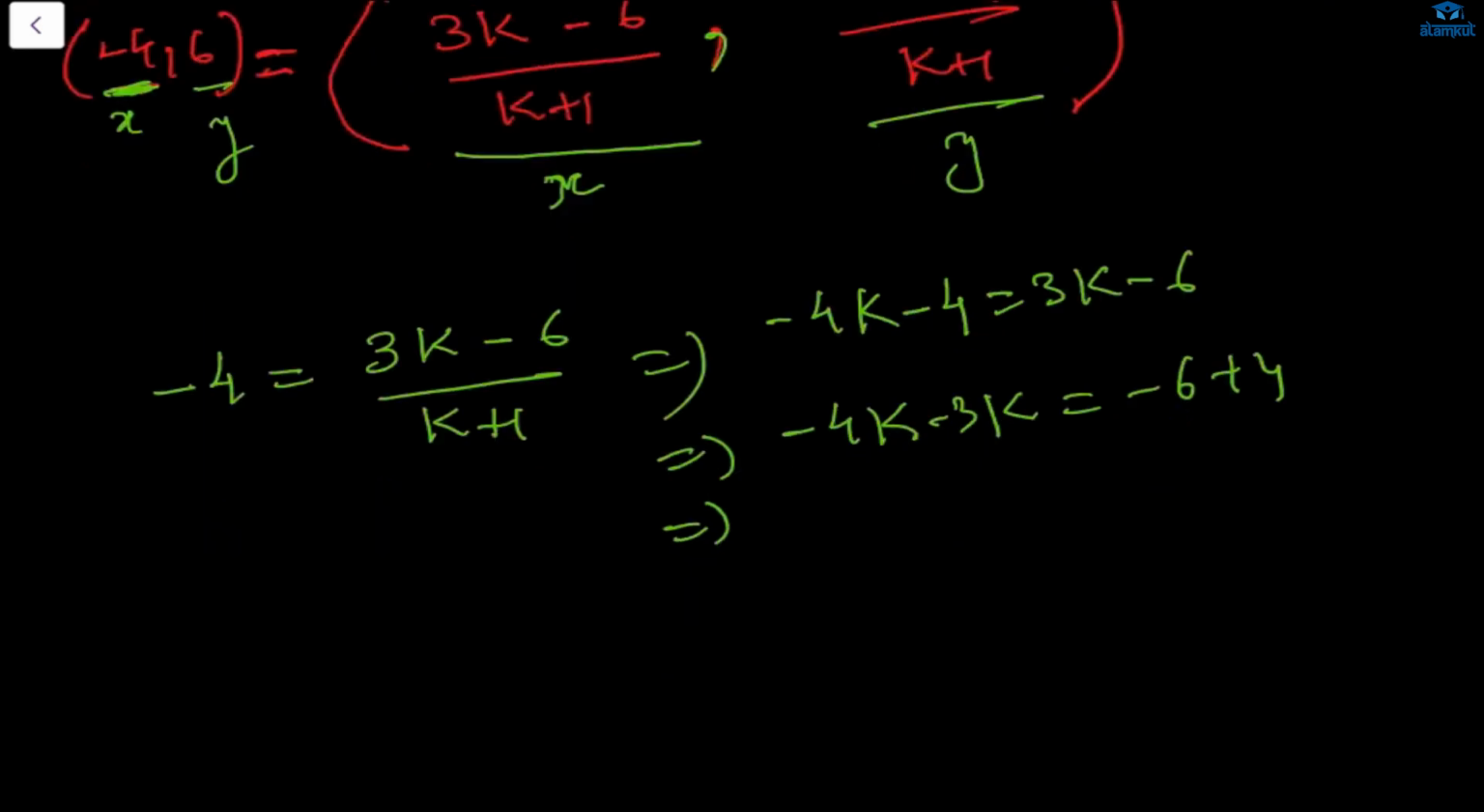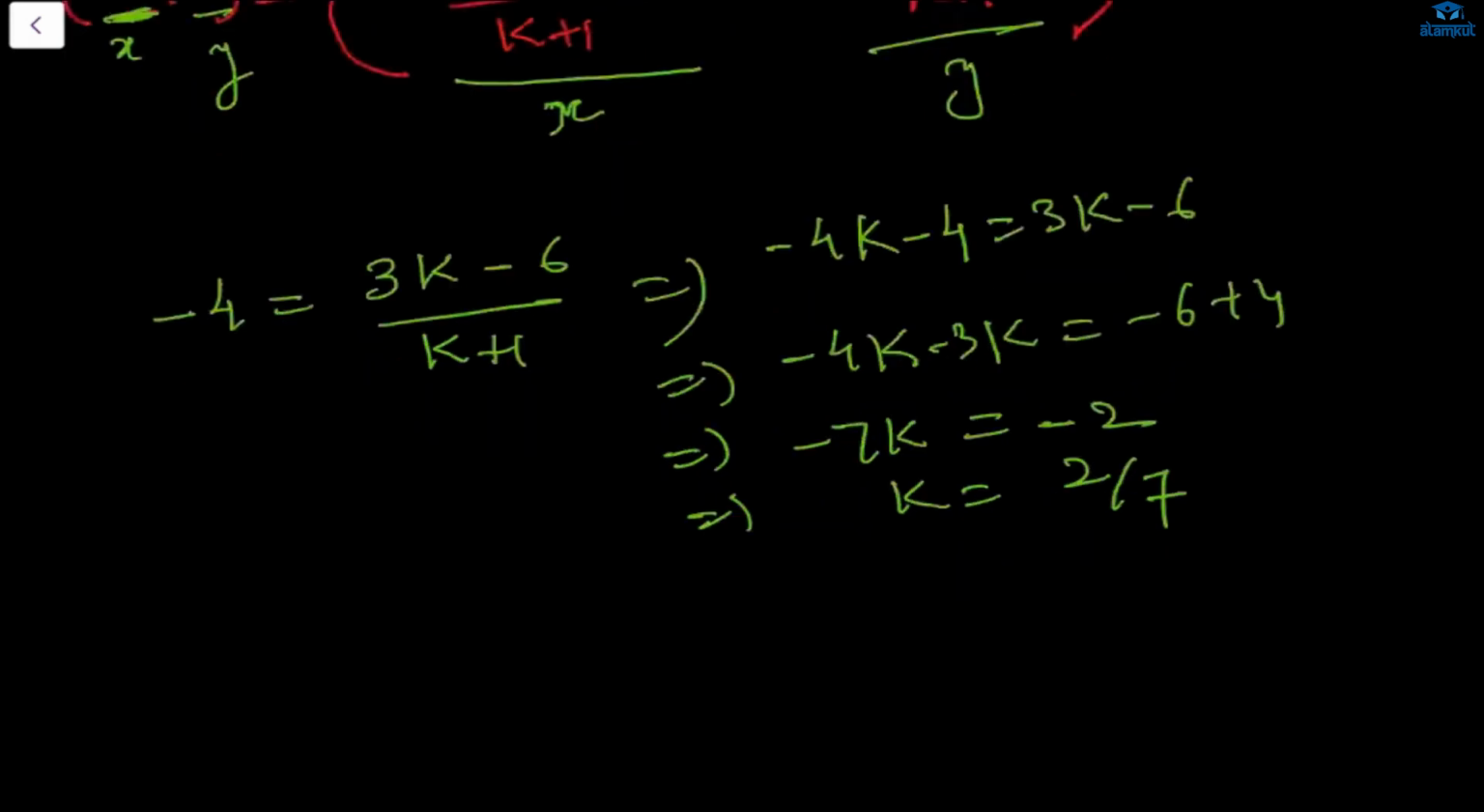So what will it be? It will be 7k is equal to minus 2. So k value will be what? Minus 2 by 7, not plus, because minus minus will be cancelled and it will be only plus. Understood? So we have got the value of k as 2 by 7.